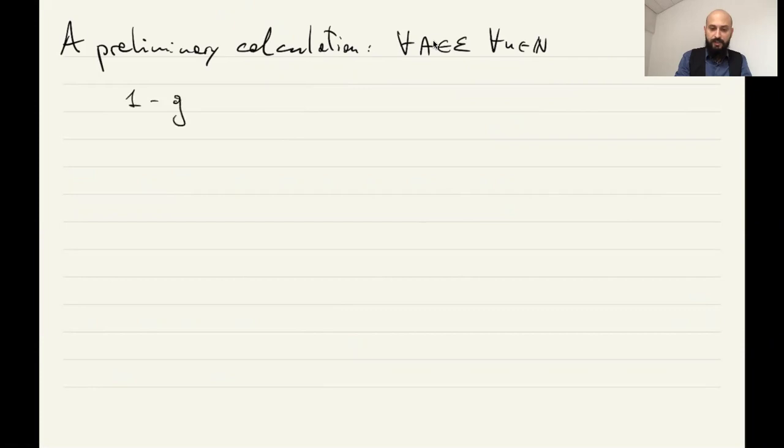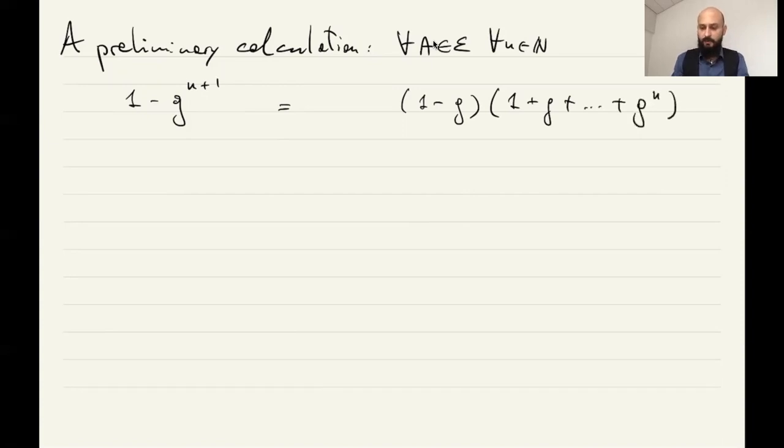1 minus g to the power n plus 1 is equal to (1 minus g) times (1 plus g plus dot dot dot plus g to the n). Okay, so this is an equality, it's always true. Now let's integrate in the nu, integration over A. Okay, so we have this quantity.